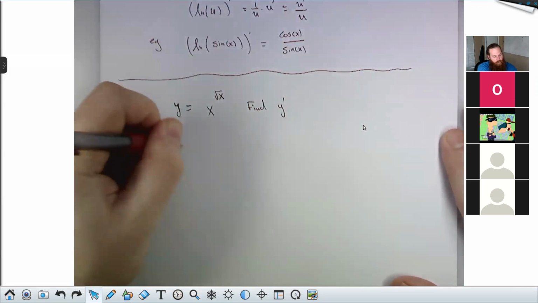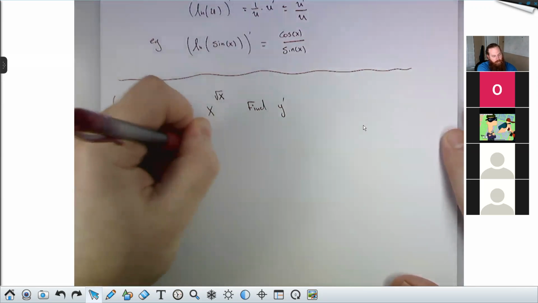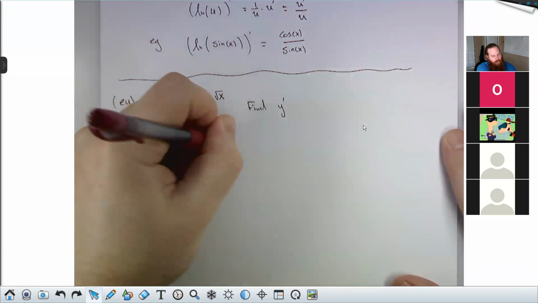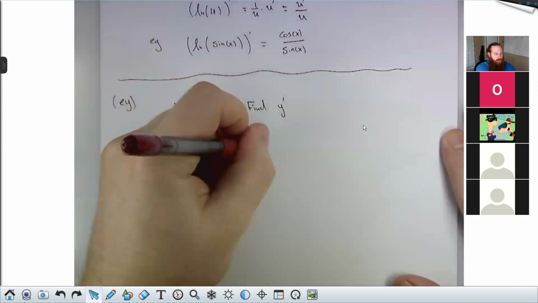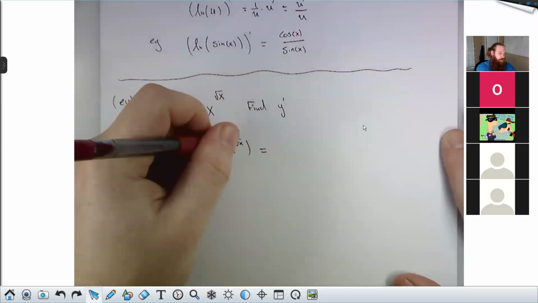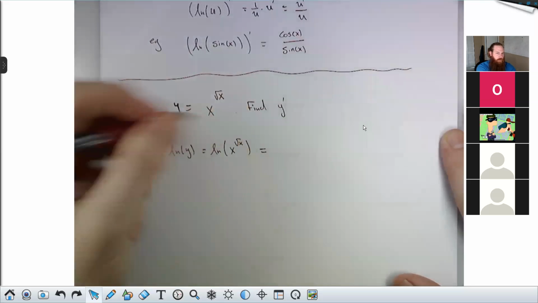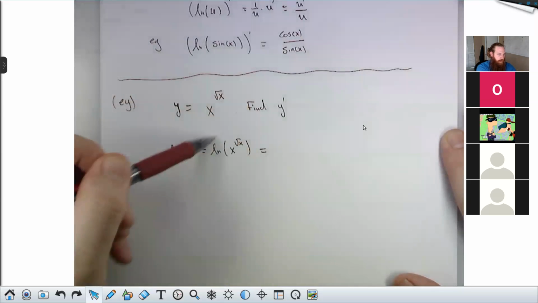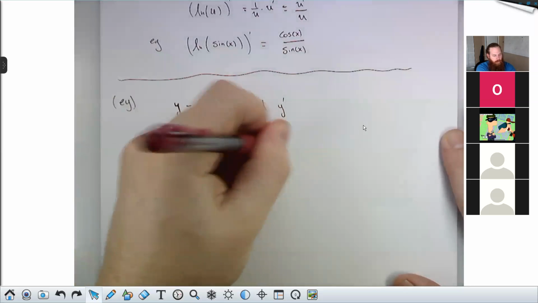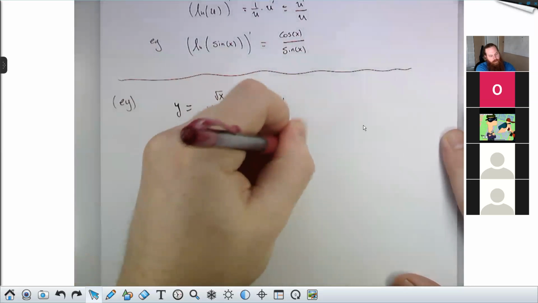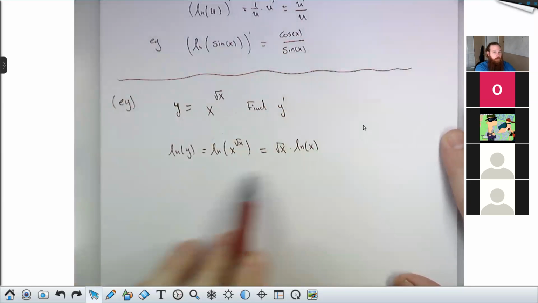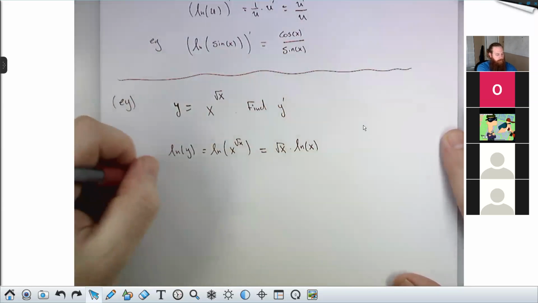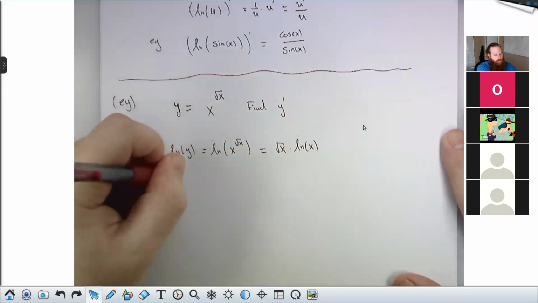But if you take the natural log on both sides, you can clean this up. x raised to the square root of x. Oh, well, this is a power inside my natural log. Remember, powers can come down. So this is square root of x times ln x. And now we can differentiate on both sides. So on the left, you get y prime over y.